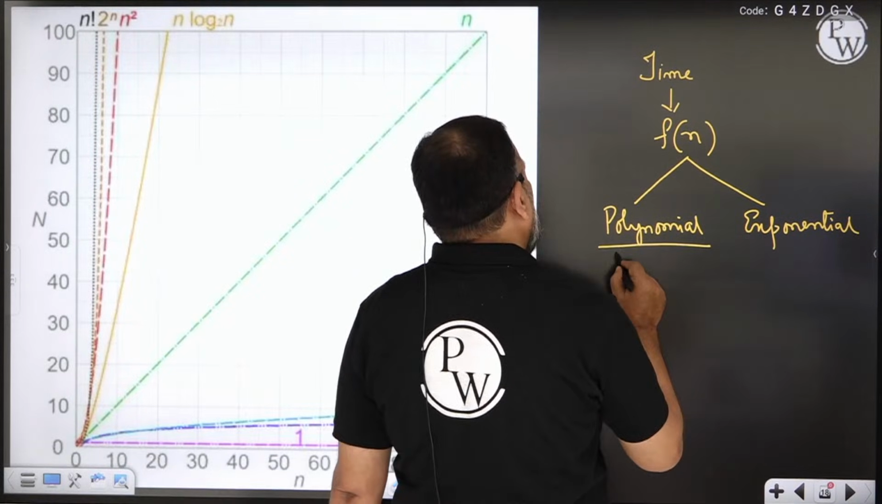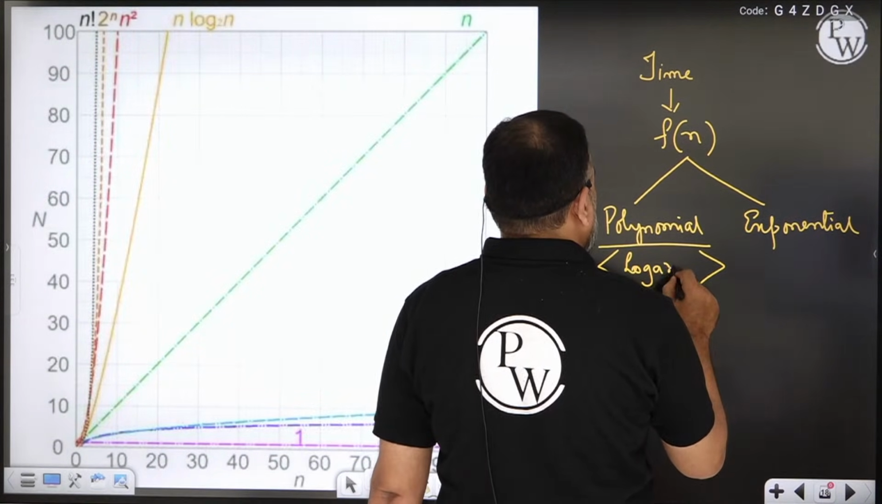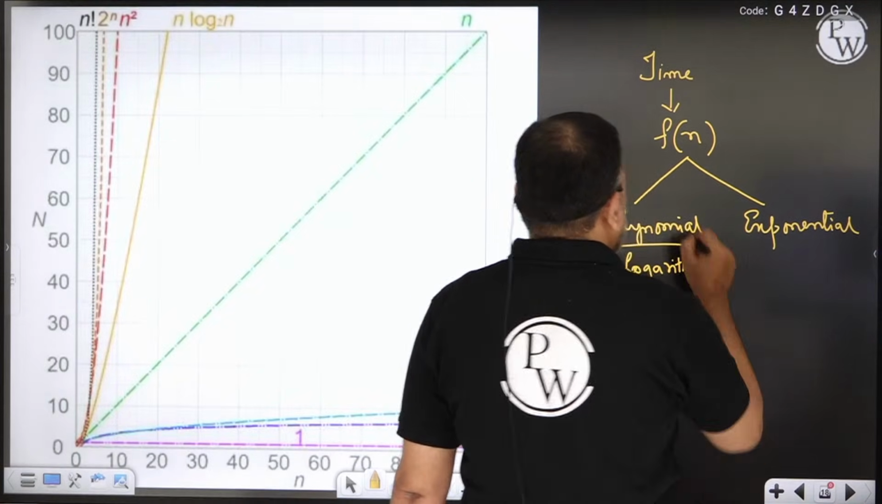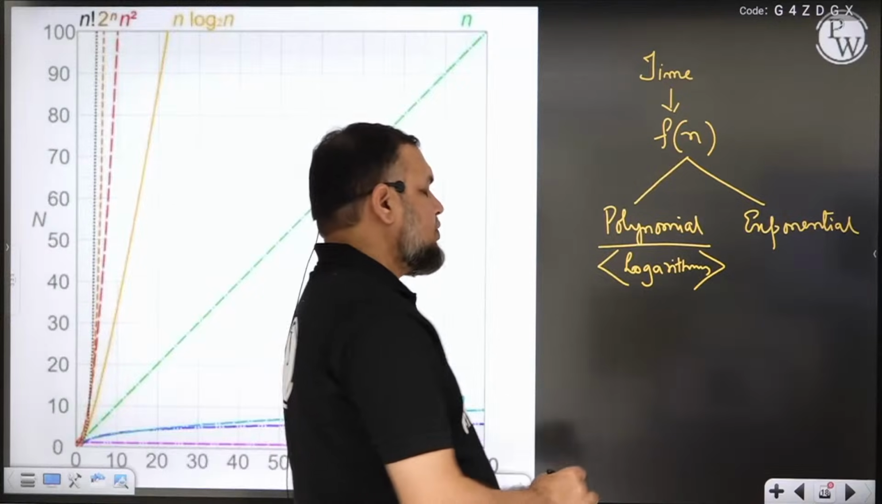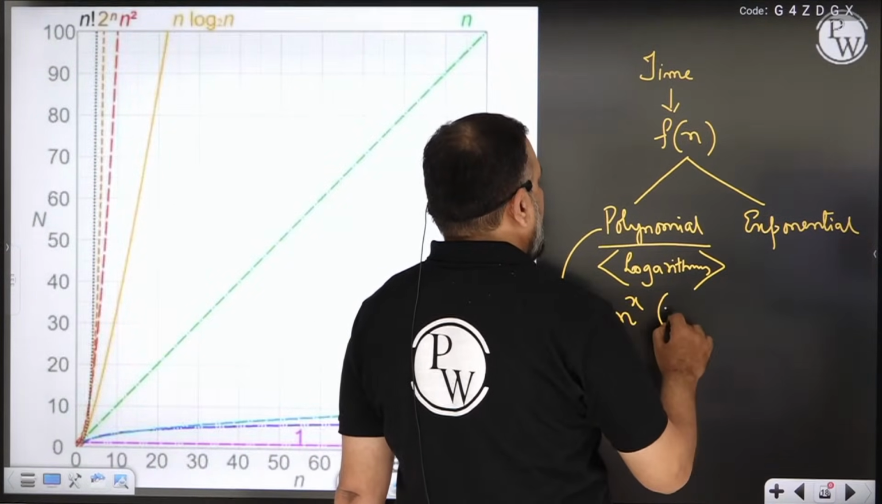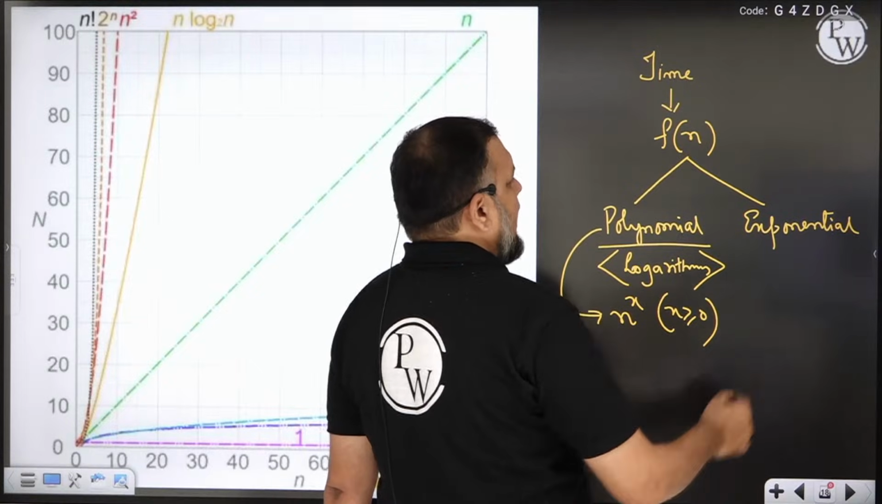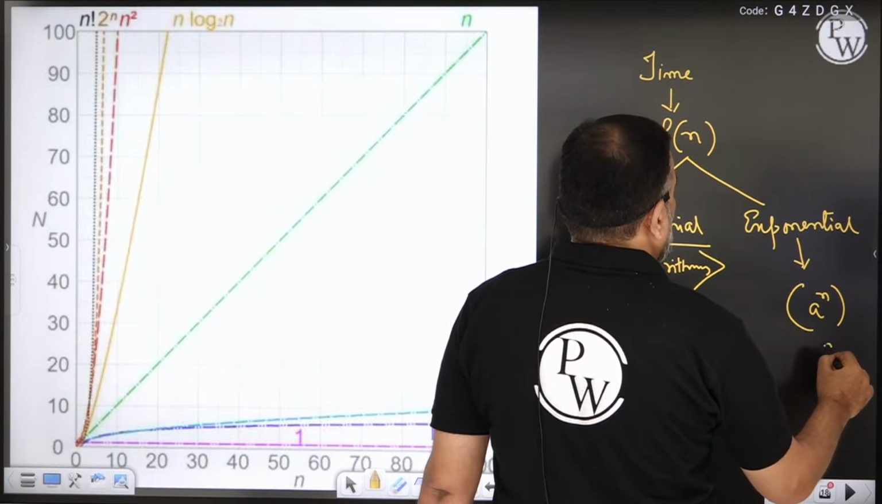Polynomial functions also include in their space logarithms. I am not explicitly writing it, so I am making an assumption that logarithms also come in the class of polynomials, and the other is exponential. The general form of a polynomial is n power x, where x may be greater than or equal to 0. And the exponential form is, for example, a power n when a is greater than 1.